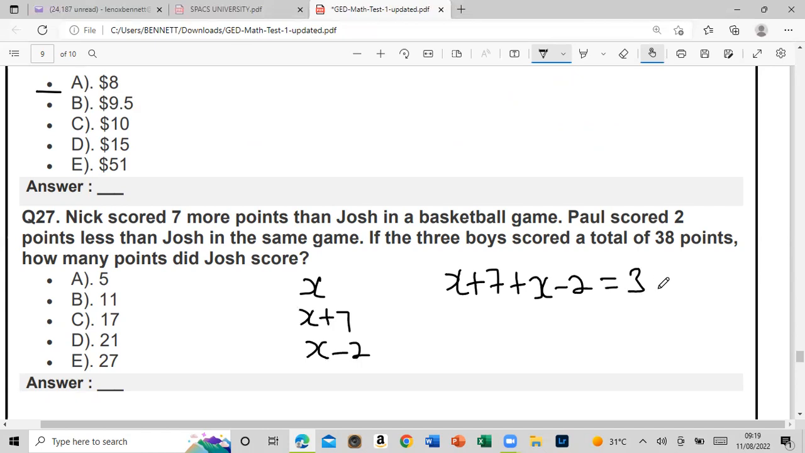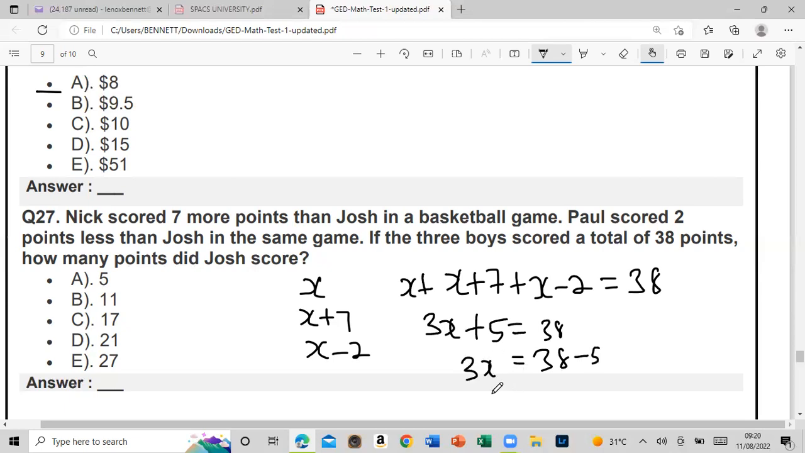But this is what the boys scored, right? So X and X, we have 2X, and we have another X here, so that gives us 3X. 7 minus 2 will be 5, so let's make it easier. And then we have 38, so subtract 5 from this. That's going to transpose, so 38 minus 5 is 33.